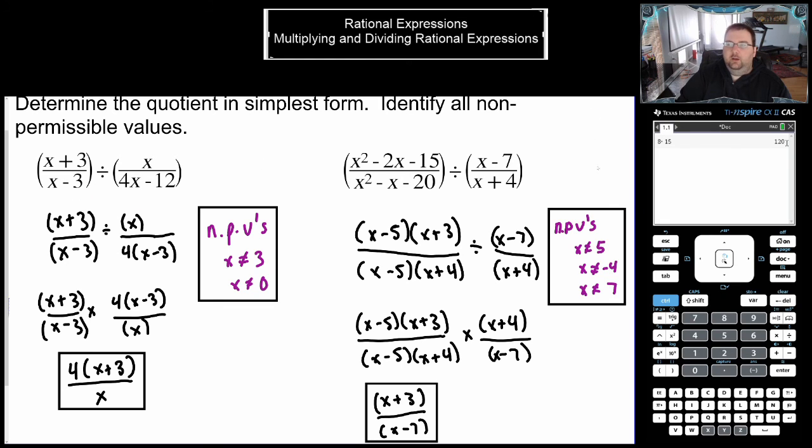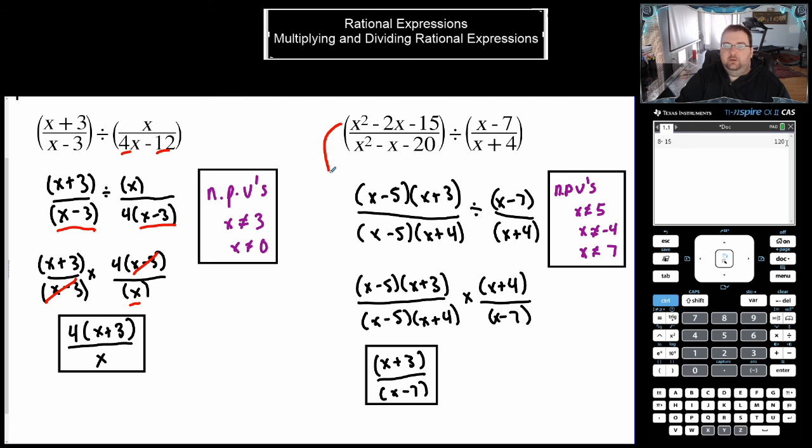we started off by factoring, and there wasn't too much factoring to do. The only thing we did was factor out a 4 from here. So you have 4 times x minus 3. And then we multiplied by the reciprocal. So we just swapped them around, and then we started canceling out. So x minus 3 from the top and the bottom, and then you combine them. So 4 times x plus 3 over x. And your NPVs are x cannot equal 3 from these two. And then once you swap them, you have x cannot equal 0 from there. Let's go to the other side.